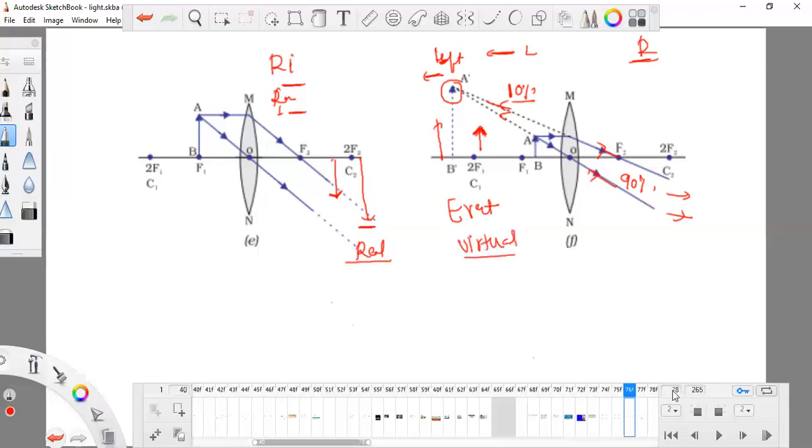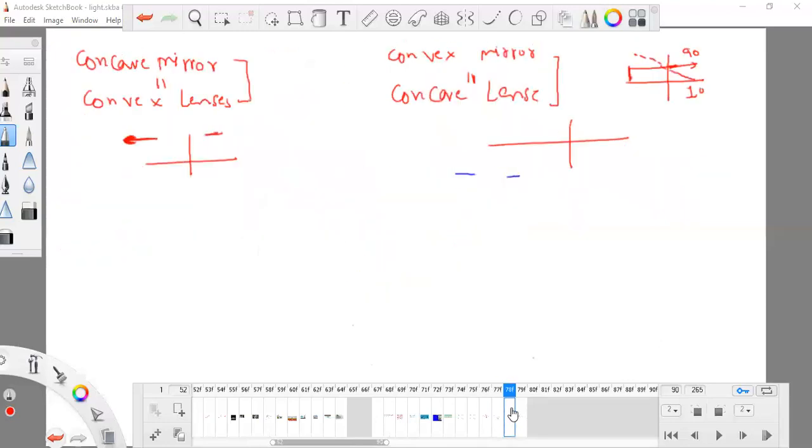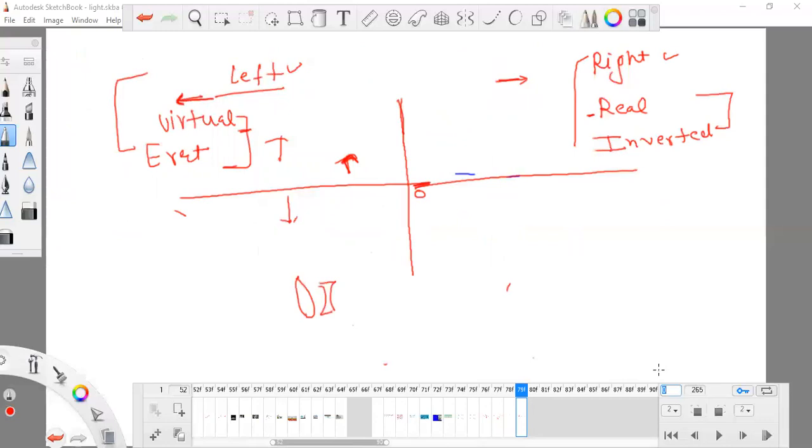Are you satisfied with this concept? Saleh, tell me, are you satisfied? I think there should be no confusion.